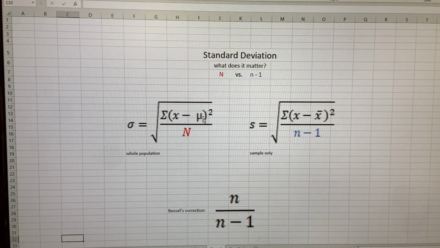Calculating standard deviation comes in two flavors. This formula on the left shows calculating standard deviation on every single element of a whole population. And here, this formula shows calculating it when you only have a fraction of the population, a sample more or less well selected from a whole population.